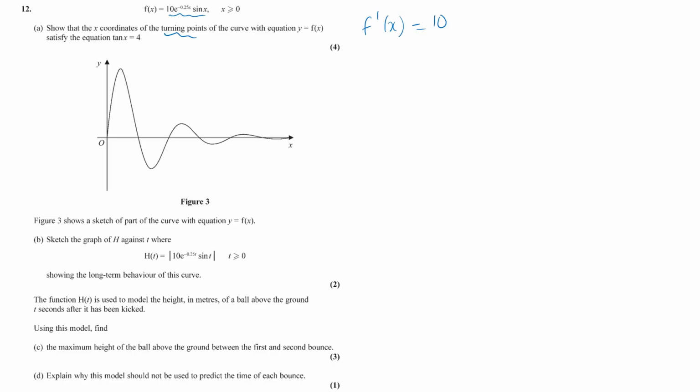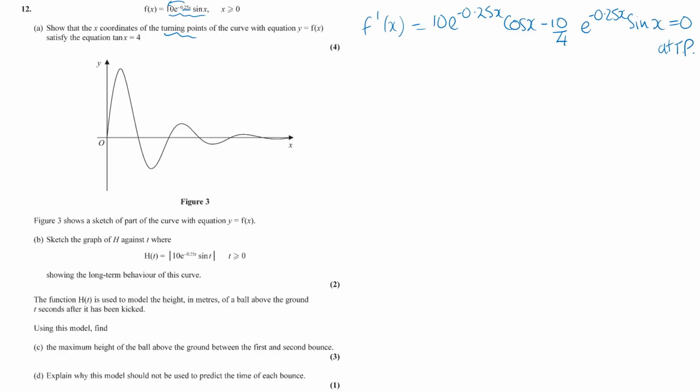So that is first times differential of second, which is cos x, plus second times differential of first. Now when you're differentiating e, it will stay the same, but this minus a quarter will come down and times by the 10, so it'll be minus 10 over 4 e to the minus 0.25x, and then we've got the sine x. So at turning points it's equal to 0.